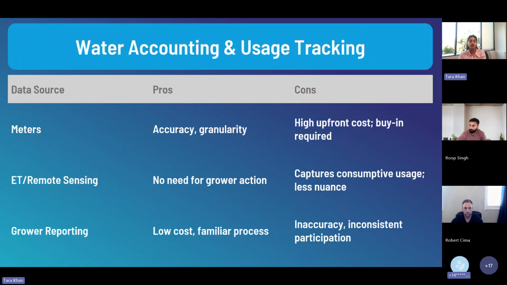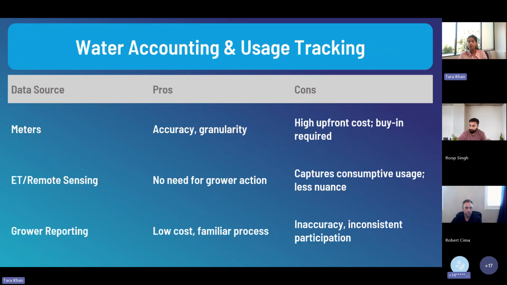But the big barrier to adoption there is that there's a very high upfront cost for meters, and you require buy-in of all your growers, right? If you're trying to meter all of your growers, then you need buy-in from each grower to actually install a meter on their well. Another option that a lot of GSAs are exploring here is ET and remote sensing. The pro here is that there's no need for grower action.